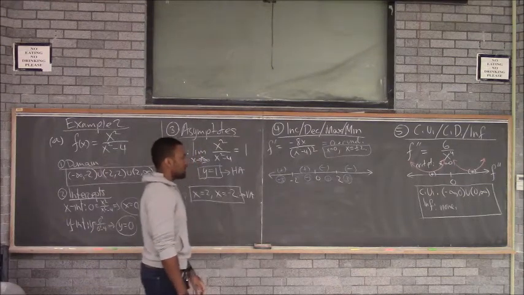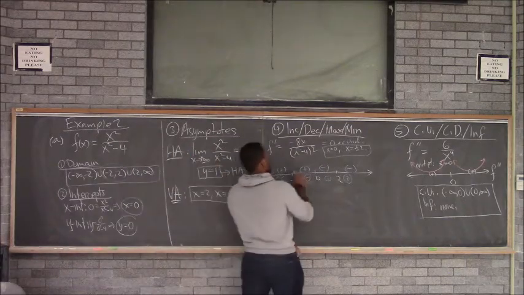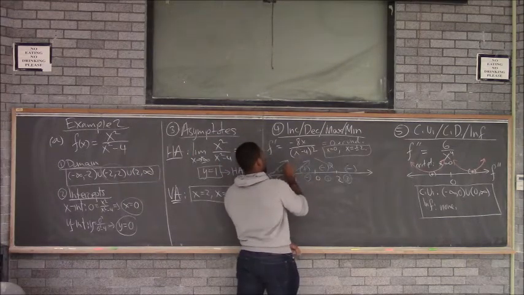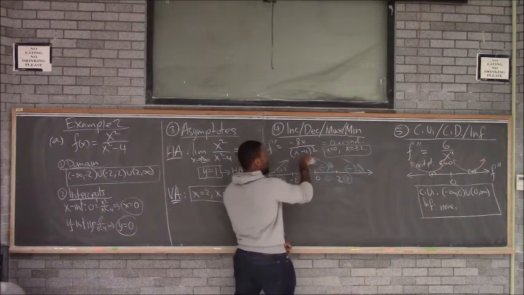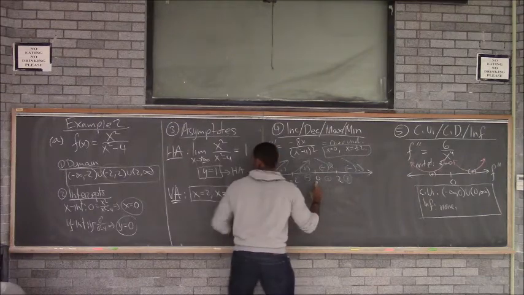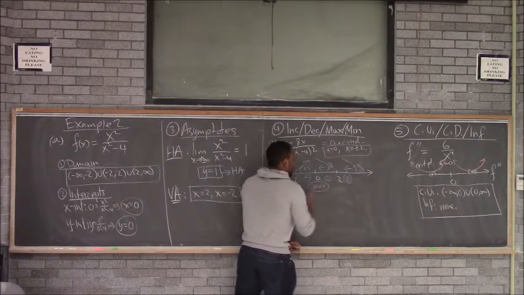Do we have any maxes or mins? At 0, I'm increasing, then decreasing. Here I'm increasing and increasing, that's nothing. Here I'm decreasing and decreasing, that's nothing. Here I'm increasing and decreasing, 0. Is 0 on my graph? Yes, 0 works. Okay, so that is a maximum.